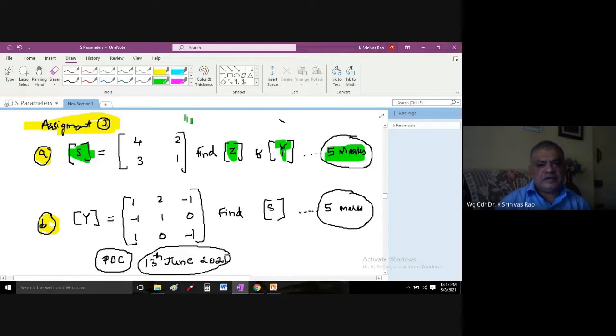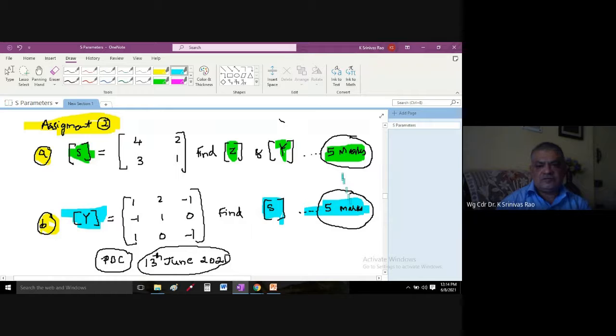Then we have the second question. The Y matrix, that is the admittance matrix, is given as a 3 by 3 matrix, just because in the examination they may ask a 3 by 3 also. Then find the S matrix from the admittance matrix. That means you first have to obtain the Z matrix, by taking the inverse of this Y. Once you get the Z parameter, then using the formula which I have shown, you can calculate the S parameter. That will be for 5 marks.